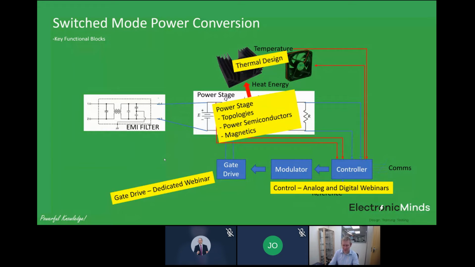I've already mentioned thermal design. We're going to have a dedicated webinar on thermal design. That also links into reliability as well. So those two things are fairly tightly coupled.